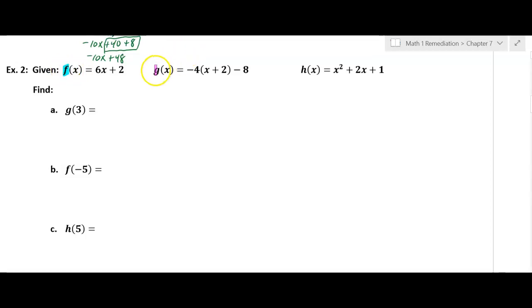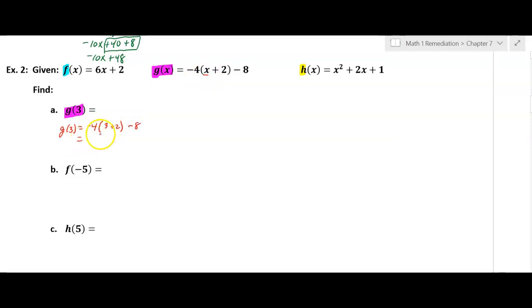It's function f, function g, and function h. Okay, so the first one, they want us to evaluate g of 3. Well, if I look at the name, g of 3 tells me I'm going to use this function. So everywhere in that function, g, everywhere I see an x, I'm going to replace it with 3. So g of 3 would equal negative 4 times, replace that x with 3, plus 2 minus 8.